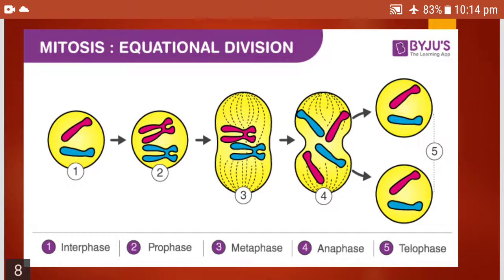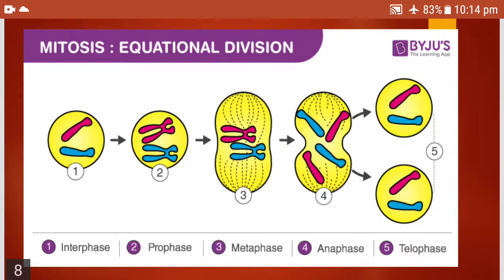Now we have to see how mitosis takes place, mitotic division. As I told you, mitosis is also called the equational division. Why? Because it occurs only in the somatic cells. Second, the daughter cells are identical to the parent cell. The number of chromosomes in the daughter cells is equal to the number of chromosomes in the parent cell. And here the nucleus divides only once. There are 4 phases in mitosis: prophase, metaphase, anaphase and telophase.